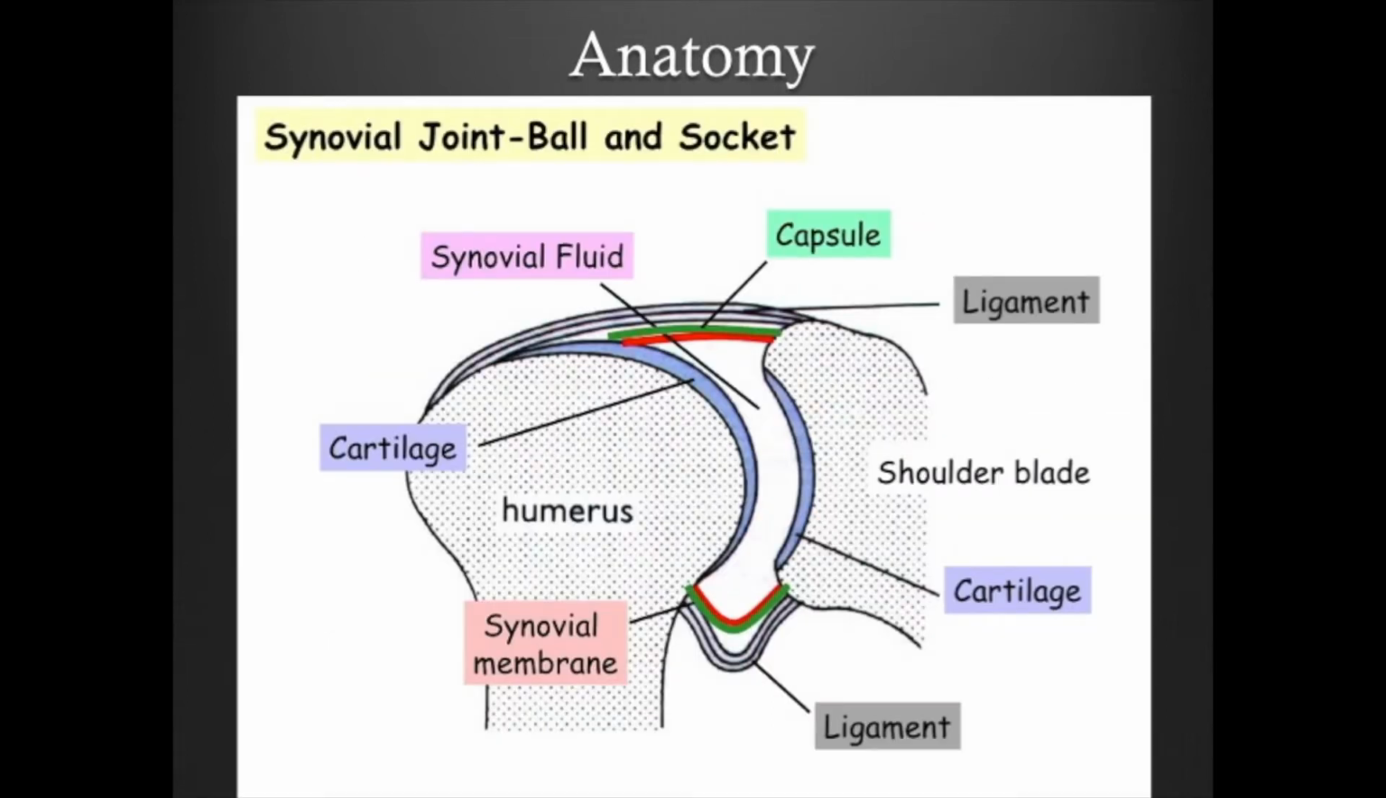As demonstrated here, the shoulder is a synovial joint, which is a ball and socket. The joint is surrounded by a capsule. Inside the capsule is the cartilage. Wear of the cartilage causes pain. When we give injections, we give the injection into the synovial fluid, which bathes the joint.